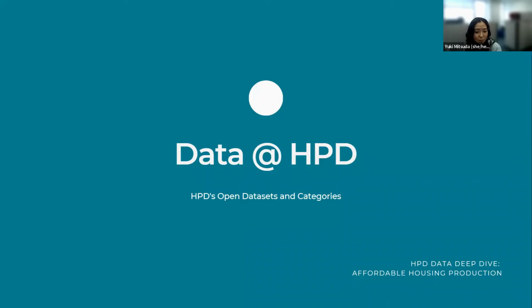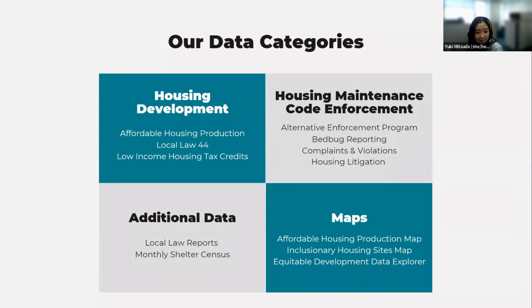So let's get into more about our open datasets. We can say that there are 4 categories of open data we publish and maintain. The first category is housing development, which you will hear more about from Habiba. Another major category is the housing maintenance code enforcement data, such as complaints and violations datasets derived from 311.